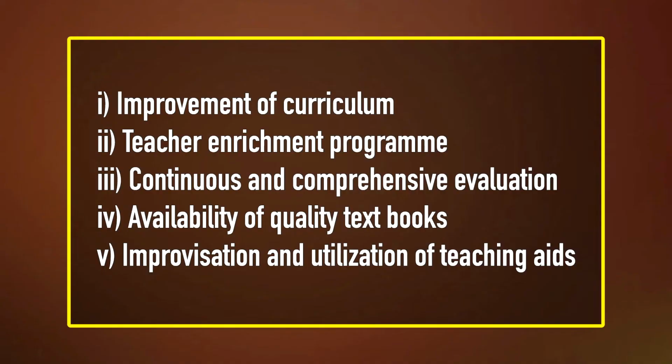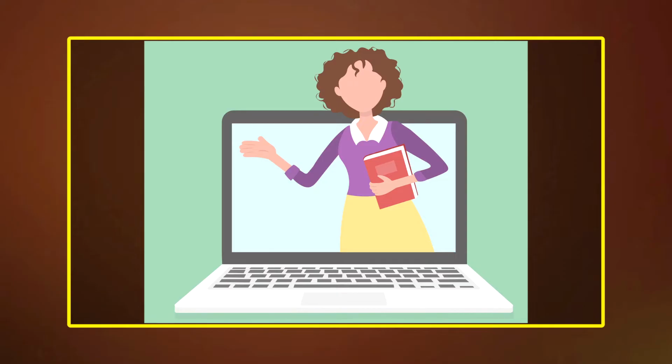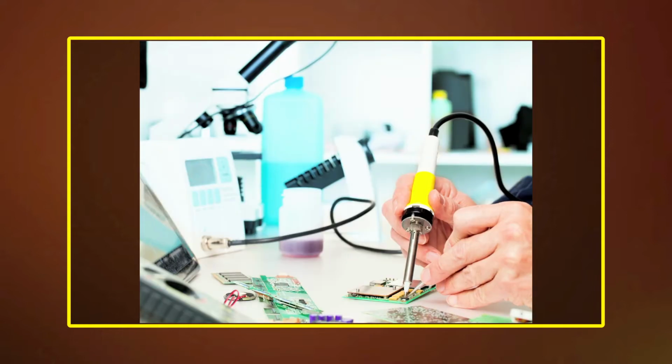The National Policy on Education 1986 laid emphasis on the improvement of quality in education and suggested adopting some programs such as number 1, improvement of curriculum, number 2, teacher enrichment program, number 3, continuous and comprehensive evaluation, number 4, availability of quality textbooks, number 5, improvisation and utilization of teaching aids, etc. Alternative strategies for education, particularly informal education, and a scheme for vocationalization of education at plus 2 stage have also been highlighted in consideration of today and tomorrow.